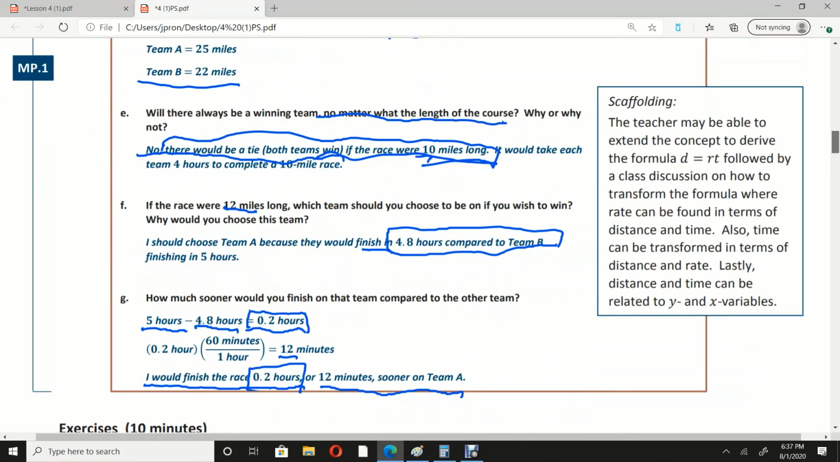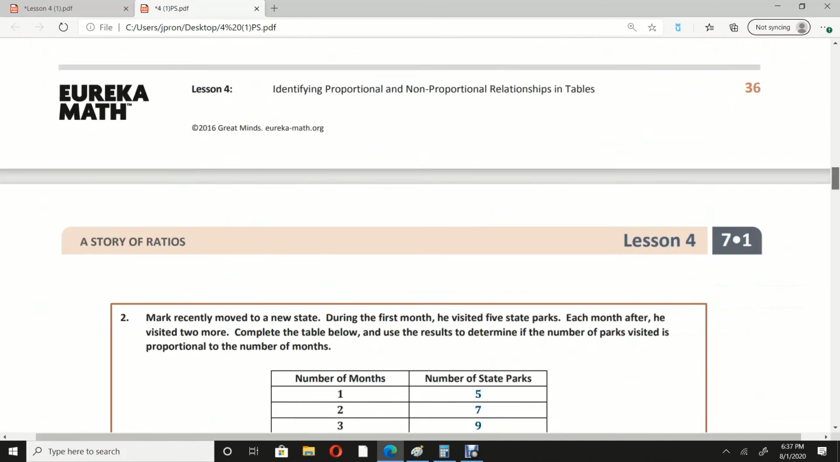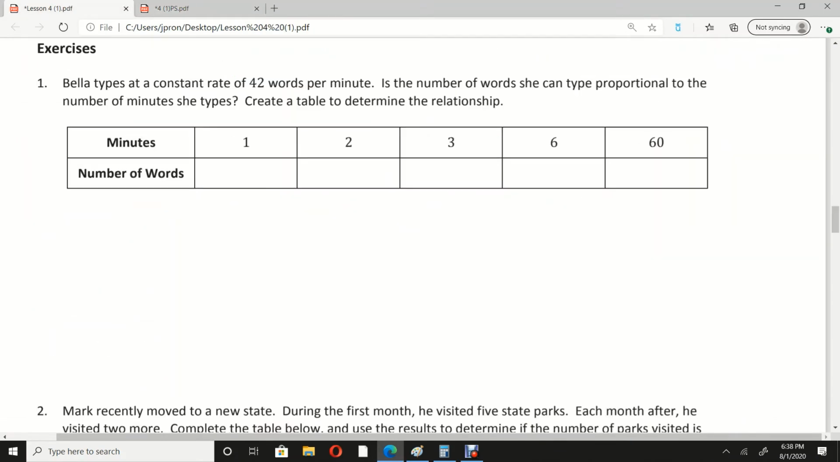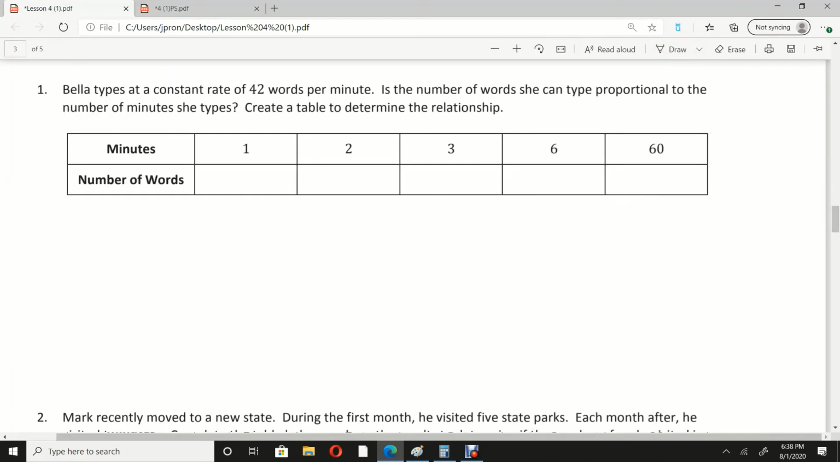And these are some more independent exercises. So you're going to try these on your own. Okay. So go to the next page. Continue on to exercises 1 and 2, and you will do these independently. Give yourself about 10 minutes. You can read them on your own or follow along as I read.